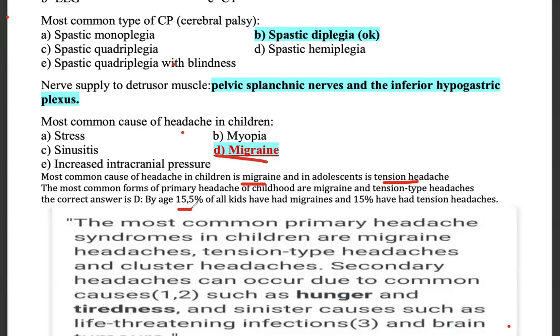By the age of 15, 5% of all kids have had migraines and 15% have tension headache. So migraine is the commonest form of headache in childhood, but tension type is in adolescents. By the time a child reaches 15 years, 5% of kids would have suffered from migraines and 15% from tension headache.